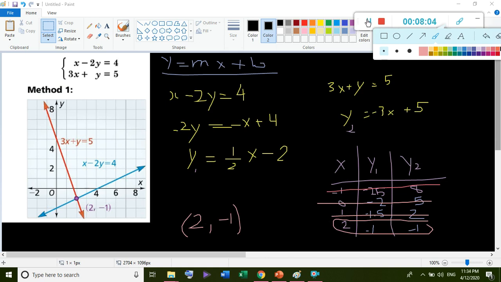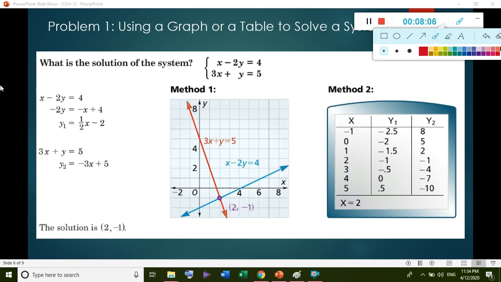Let's check our answers. Here, for method 1, they substituted 2, negative 1 into the equation. So the solution is 2, negative 1. That's right. And method 2, they used the table. First of all, they changed the form of the equation here to the slope-intercept form. This is the slope-intercept form. And then they use the calculator here to substitute different values of x, and they're going to find the answer for y. So the only answer we're having is 2, negative 1. So that's how we're going to use both methods to find the solution of the system.